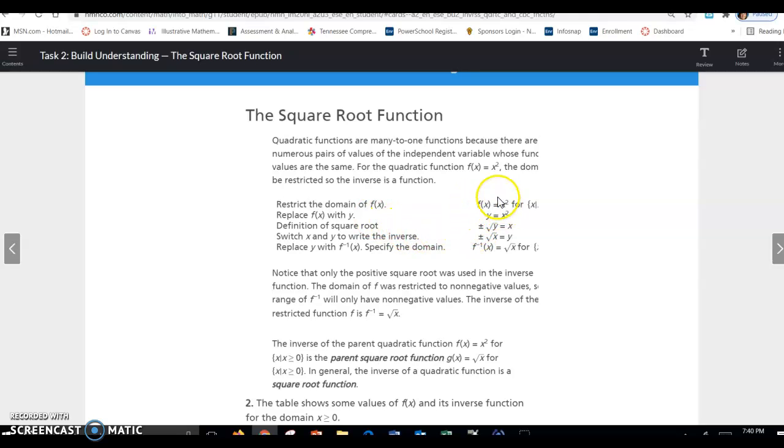So we're just going to take this, which was in function notation, and we're going to replace it with y so that we can switch x and y and solve for the inverse. All right, once we do that, we're going to replace this now with inverse function notation. f inverse of x equals the square root of x for all x such that x is greater than or equal to 0. So remember, we restricted the domain at the beginning. It's still going to be that as well.